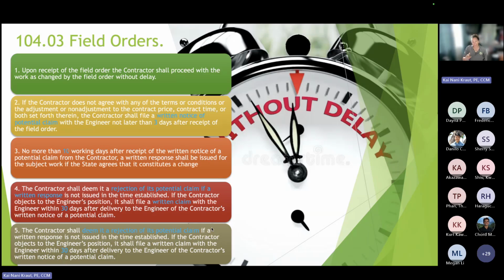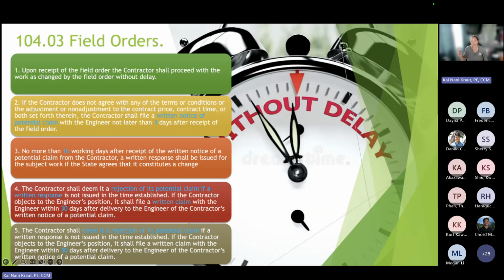Now, again, super important that everybody across the state is doing this because that's going to be our waiver. If we don't do it, then that's waiving our right under the contract. Okay, so if they give us a notification, we don't respond, it's supposed to be rejected. So we say, no, it's not a change, it's rejected. Then they have to put in the potential claim within 30 days. So that's another notification within 30 days.